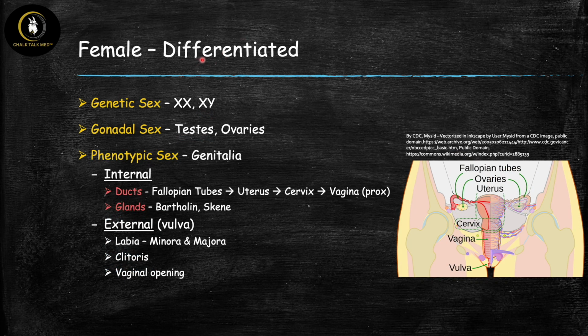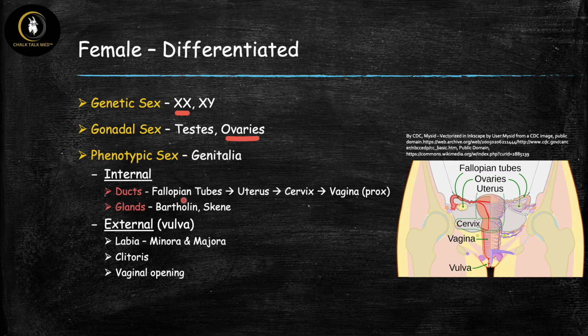All right, so now let's look at the differentiated reproductive organs of the female. So the genetic sex here is XX, the gonadal sex is ovaries, and the phenotypic sex is the genitalia, which are once again internal and external. And the internal genitalia, again, just like we saw in the male, are ducts and glands. The ducts over here are the fallopian tubes, which are out here next to the ovaries on either side. And then the fallopian tubes meet at the center. So the next structure is the uterus, and then the uterus continues to become the cervix, and then the cervix connects to the vagina, and the proximal part of the vagina is part of the internal genitalia.